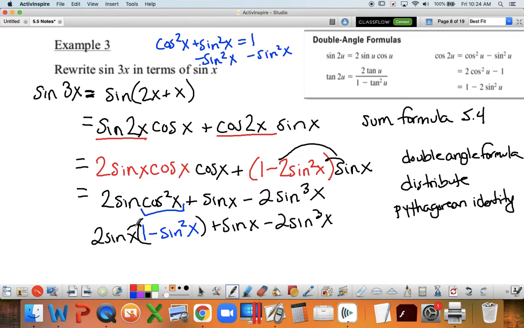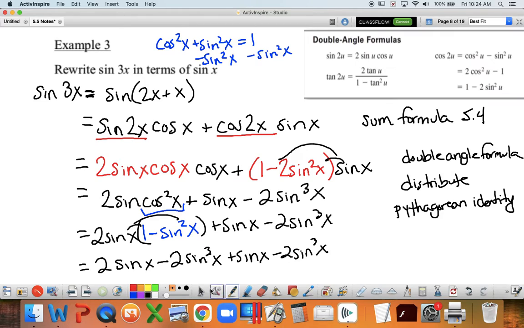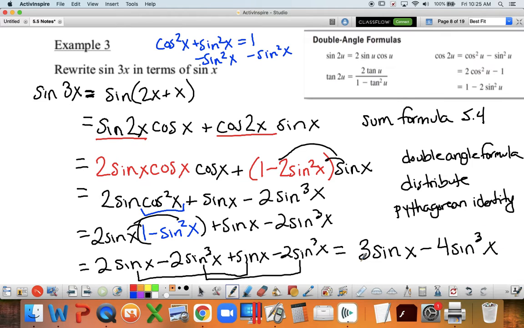All right, now let's go ahead and distribute this through. I get 2 sine x minus 2 sine cubed x, plus sine x minus 2 sine cubed x. Okay, so hopefully now we can just combine our like terms. These two can be added together, and these two can be added together. So when I simplify down, it doesn't really matter in which order you write them, I get 3 sine x minus 4 sine cubed x.